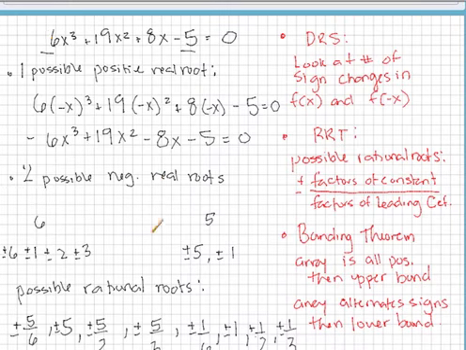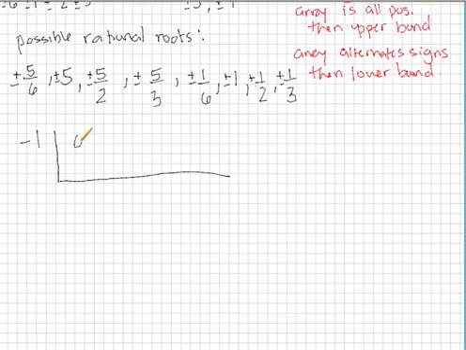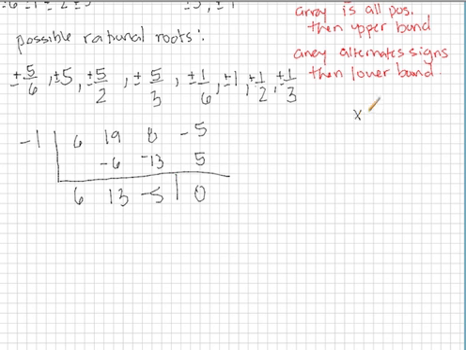6, 19, 8, and -5 are going in the box here. I'm going to make a little box for my remainder. Drop down the 6, multiply. I get -6. 19 minus 6 is 13. -1 times 13 is -13. 8 minus 13 is -5. -1 times -5 is 5. So we got lucky in that case. We just found a real root. So one of our roots, let's go ahead and keep track of them over here, is x equals -1.